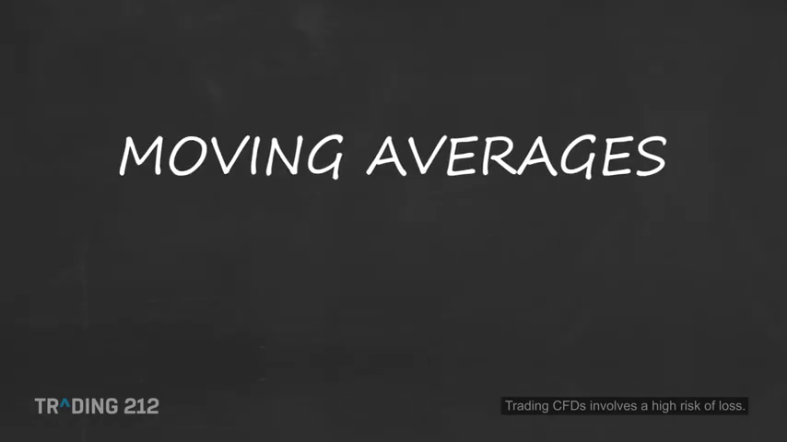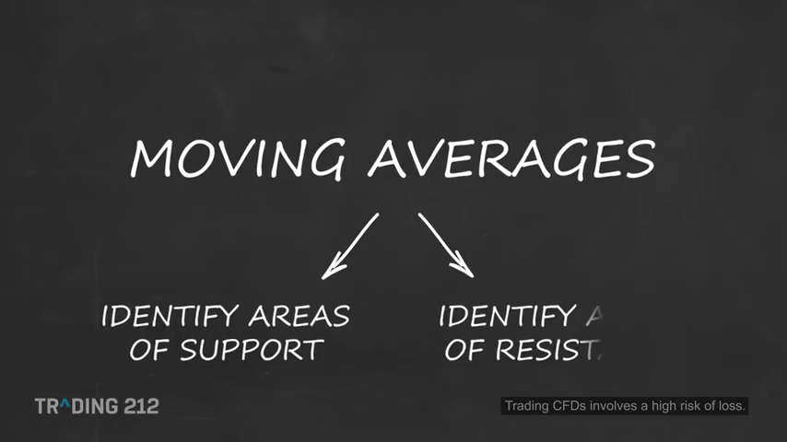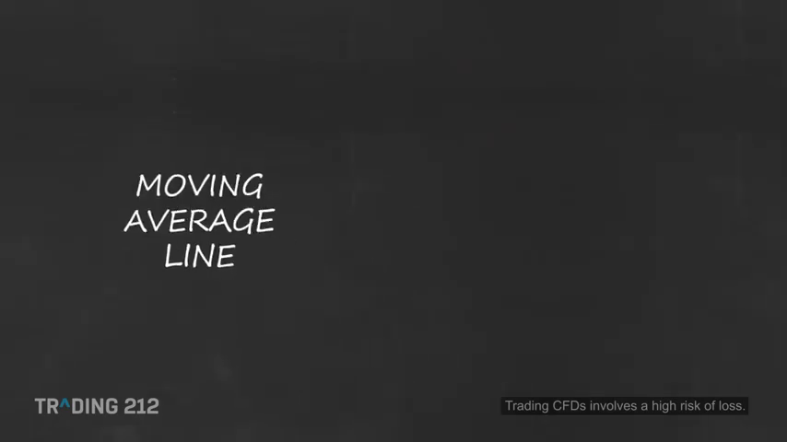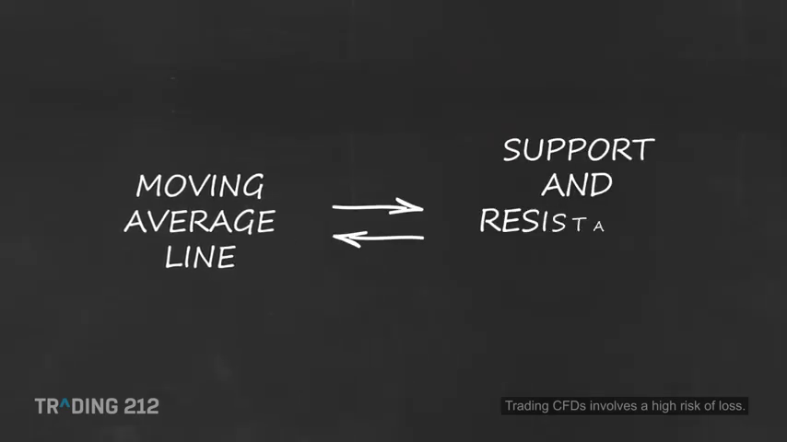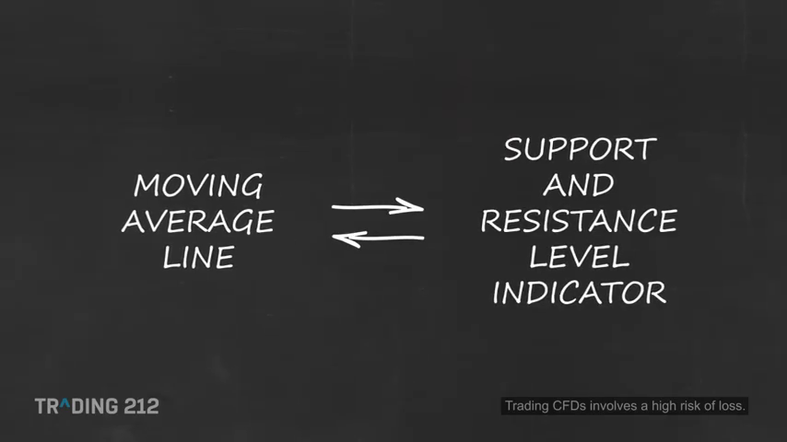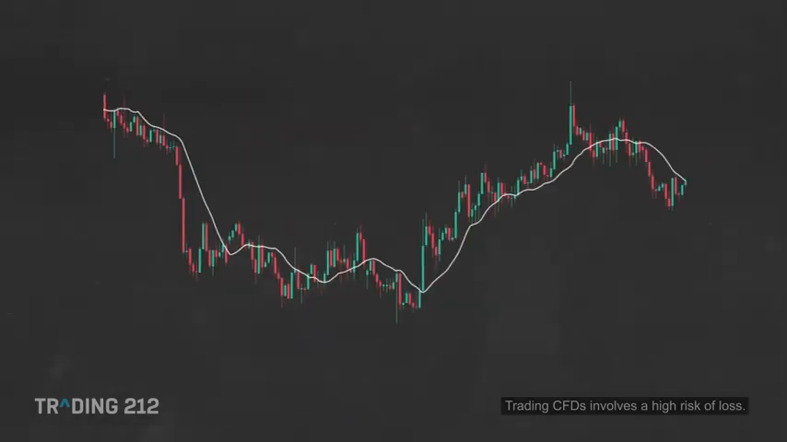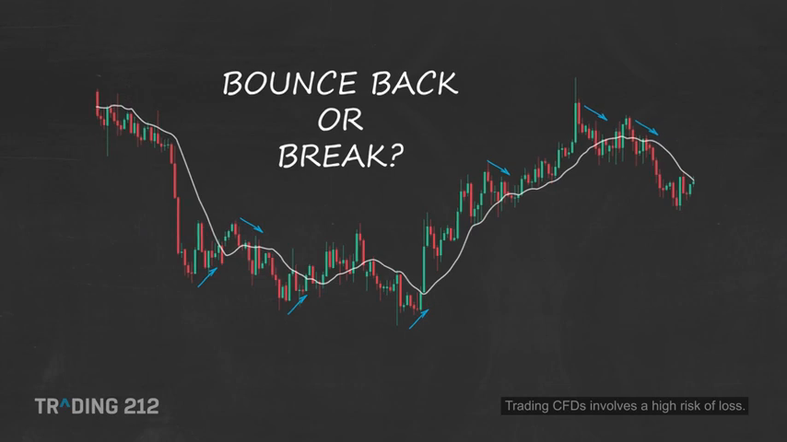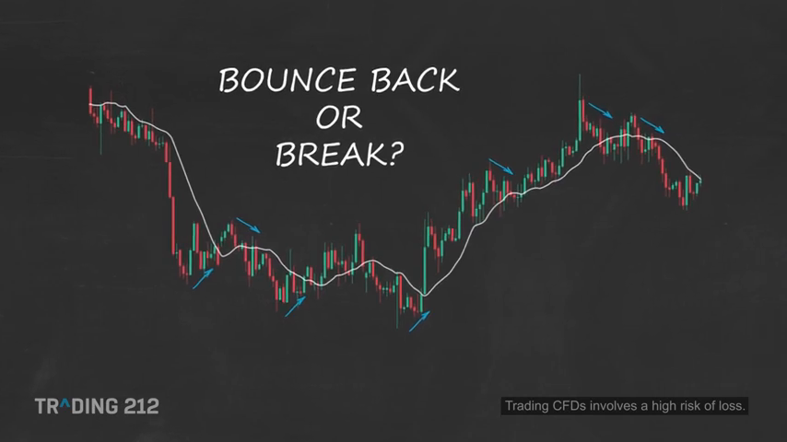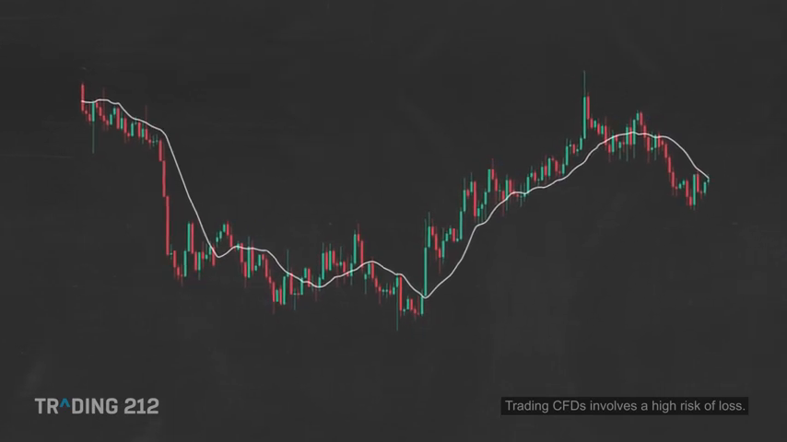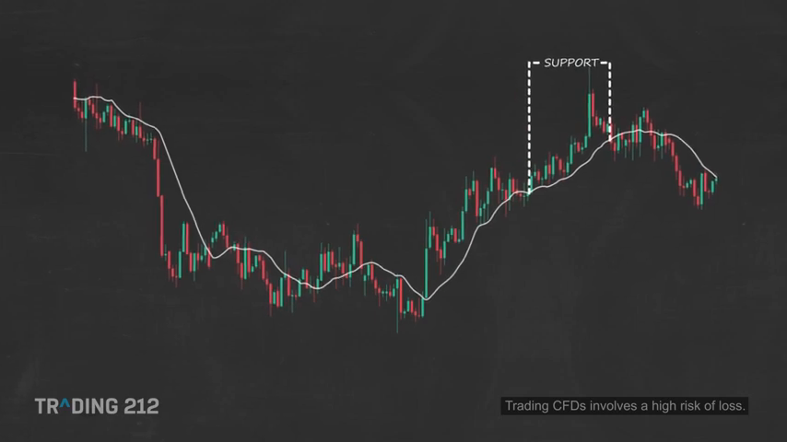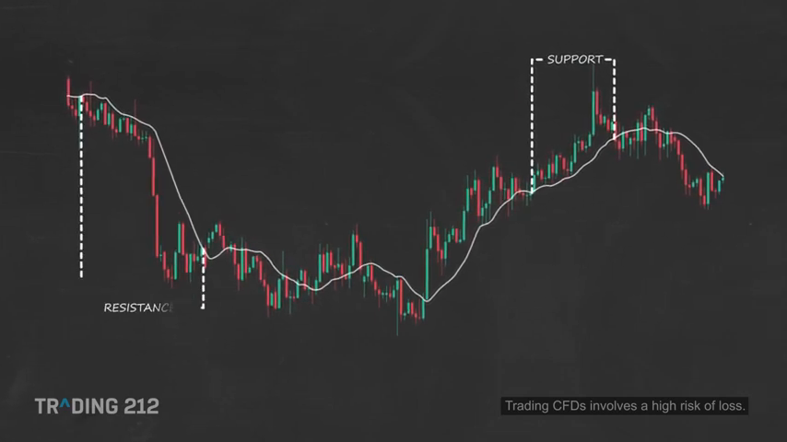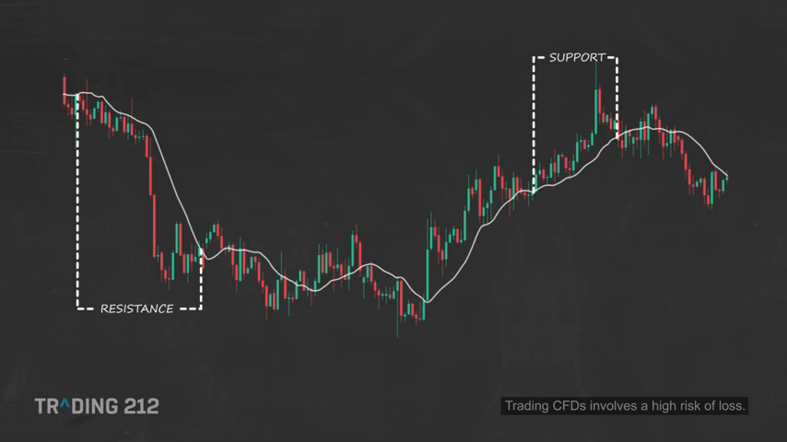Moving averages are also used to identify areas of support and resistance. Many traders will consider the moving average line as a support and resistance level indicator and base trades on it. So traders will check to see whether the price is going towards the moving average and see whether it will bounce back from it or break it, as with regular support and resistance levels. Oftentimes, the price of an instrument will find support at the moving average line when the trend is up, and will find resistance at the moving average line when the trend is down.